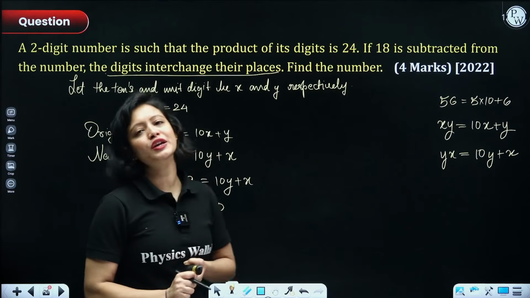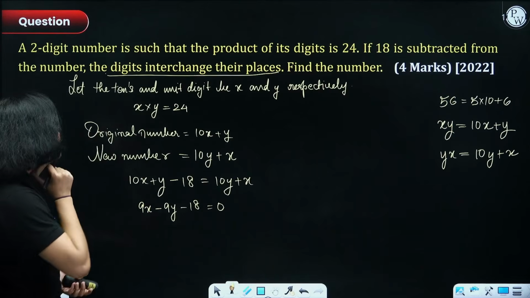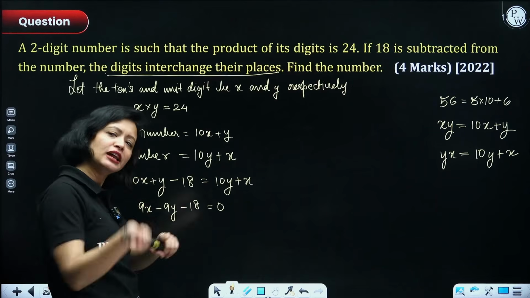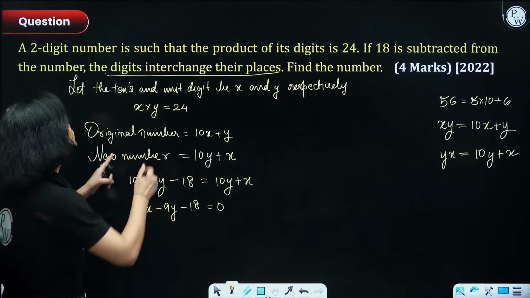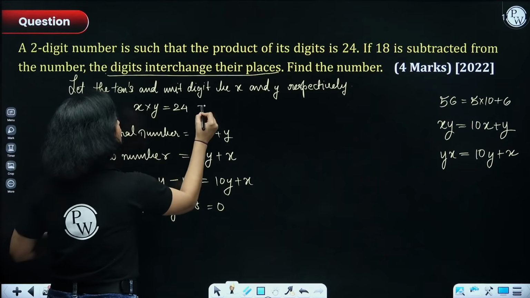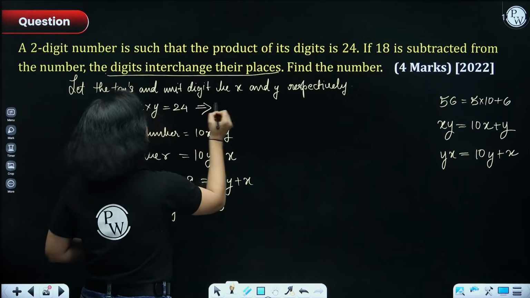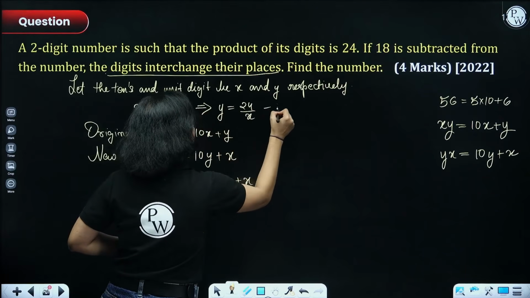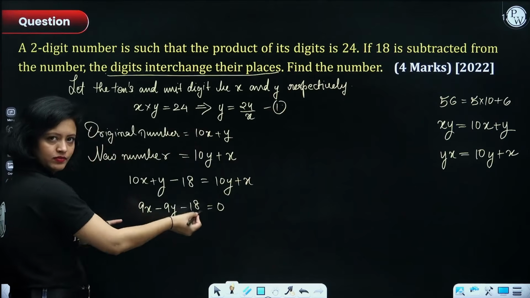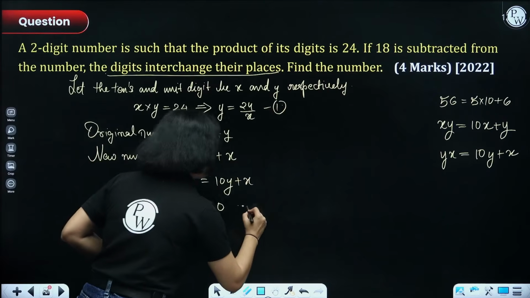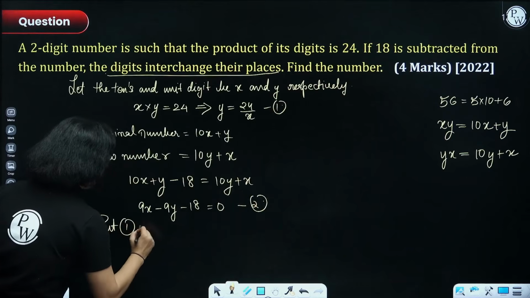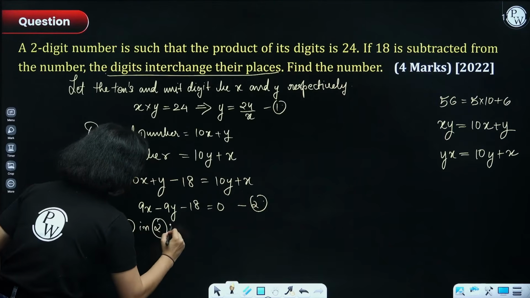So, what will you do in such a scenario? In such a scenario, you will just figure out the value of one variable from one equation and put it in another equation. Okay? So, here it is very easy to figure out the value of, let's suppose y, from here, which is 24 by x, and put it in the second one. Put it here to get. So put 1 in 2. Put 1 in 2.